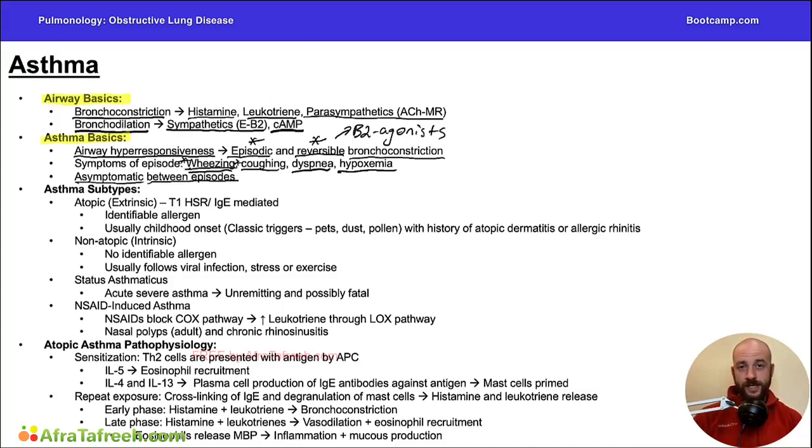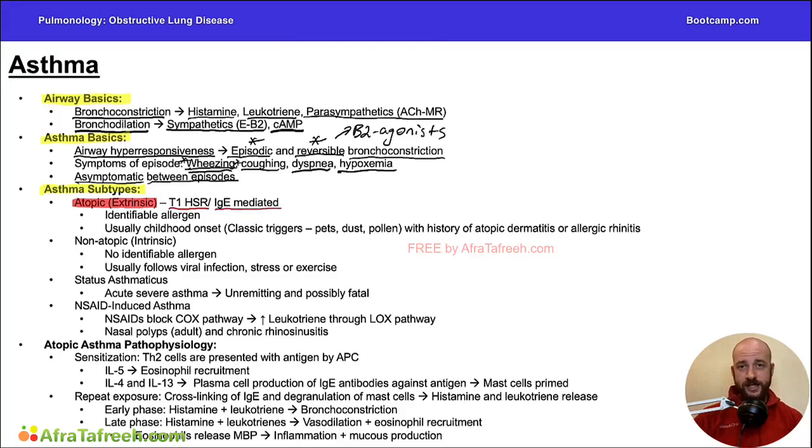Okay, now let's talk about the different types of asthma, or the asthma subtypes. So the first asthma that we're going to talk about is atopic or extrinsic asthma, and this is kind of the classic asthma that everyone thinks about when they think of asthma. And this type of asthma is caused by a type 1 hypersensitivity reaction, or in other words, it's IgE mediated, and we'll be talking more about this in detail in just a minute.